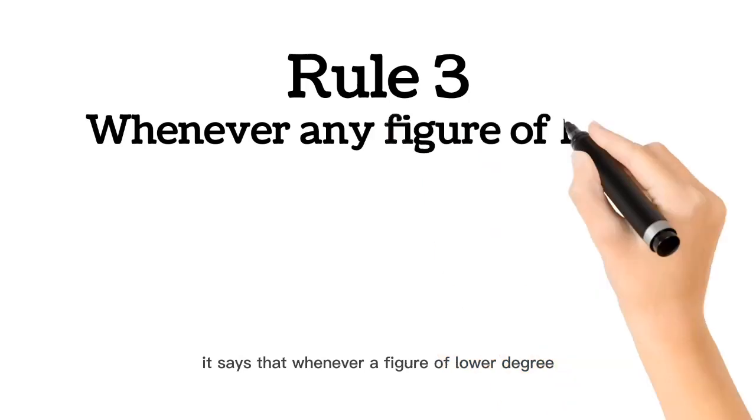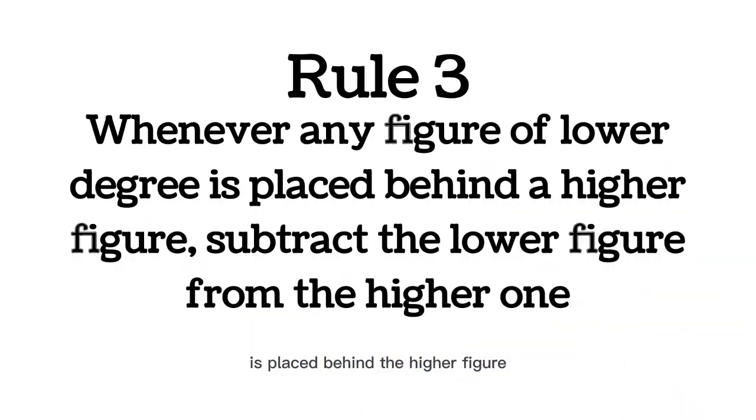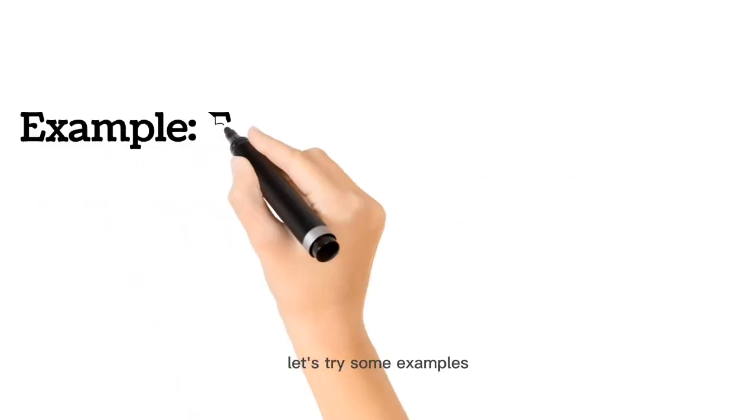It says that whenever a figure of lower degree is placed behind a higher figure, we are going to subtract the lower figure from the higher one. That means if two letters, one is bigger in value and the other one is smaller, and the smaller one is behind the bigger one, we are going to subtract the smaller one from the bigger one. So let's try some examples.